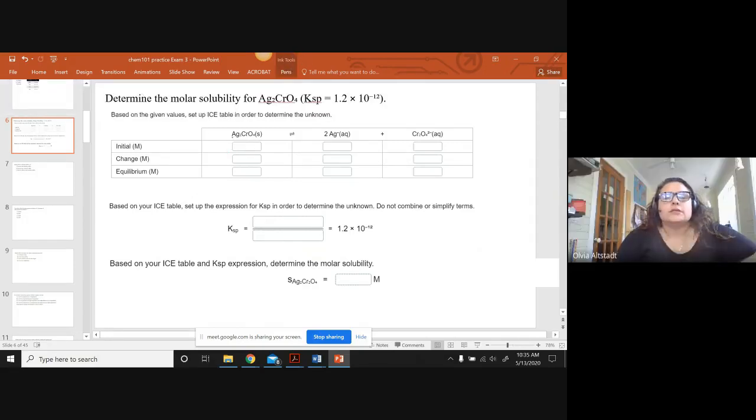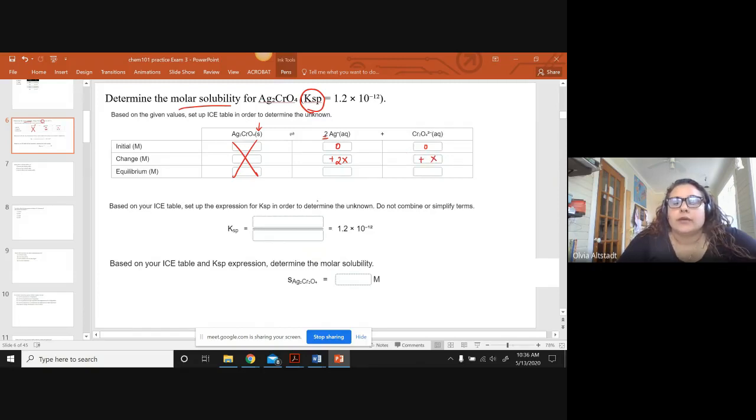Okay, so this is the ice table, and you're trying to determine molar solubility. The nice thing when you have Ksp is that this species is always a solid, so you never care about its concentration. At the beginning, it's always zero. This appears by an amount, but there are two ions of silver and one ion of the dichromate. So this is going to be 2x, this is going to be x. Nothing goes on the denominator because it's a solid. Ksp is the products, which is (2x) squared times x. This is what your Ksp expression should look like.